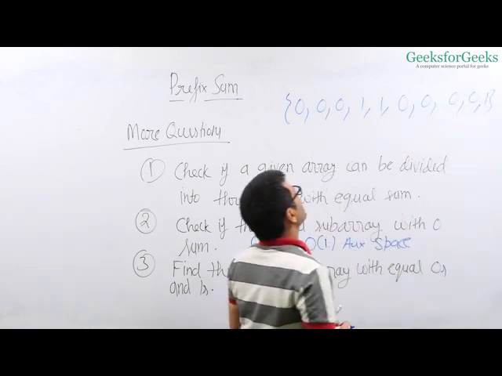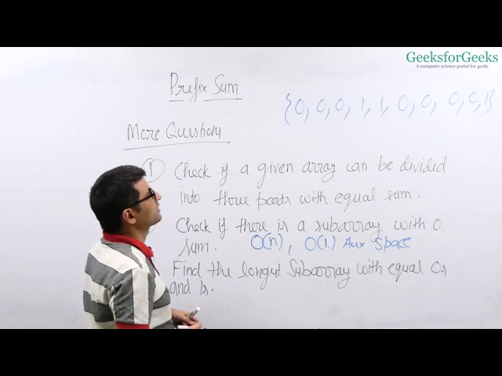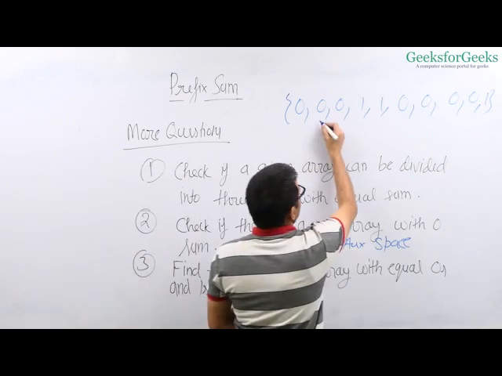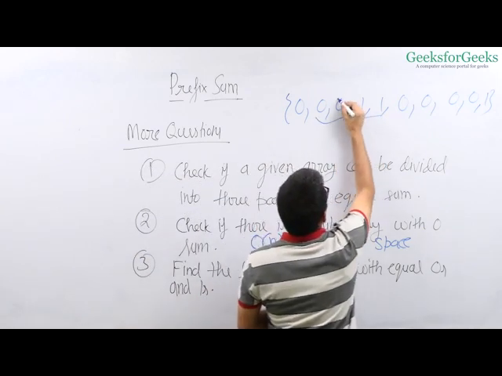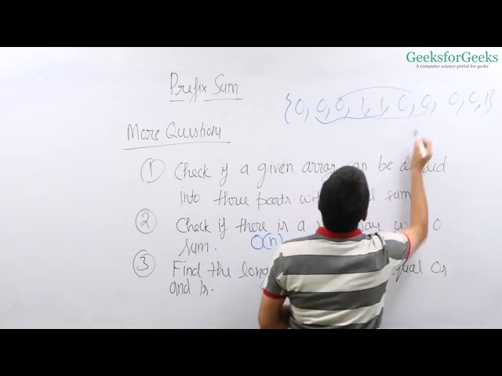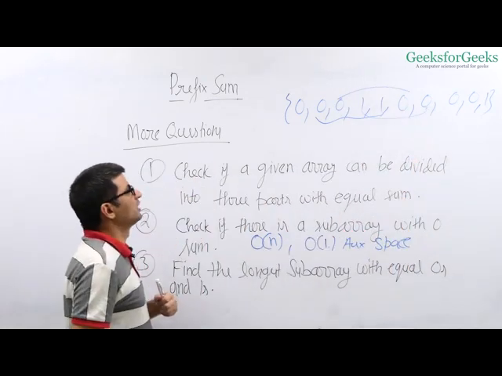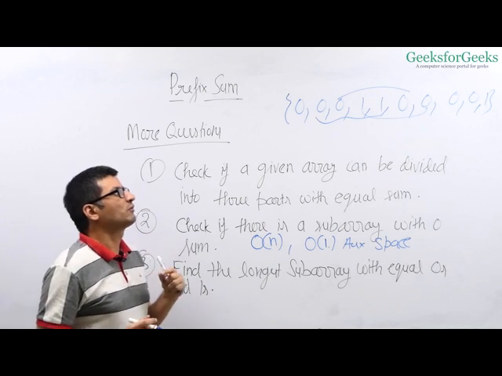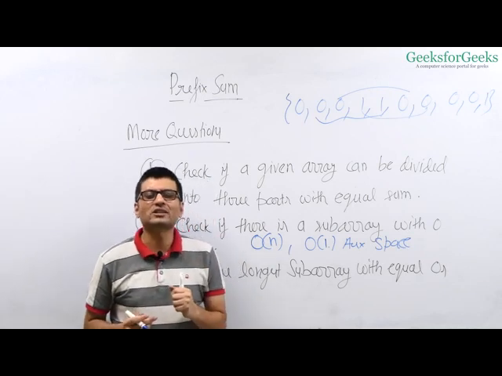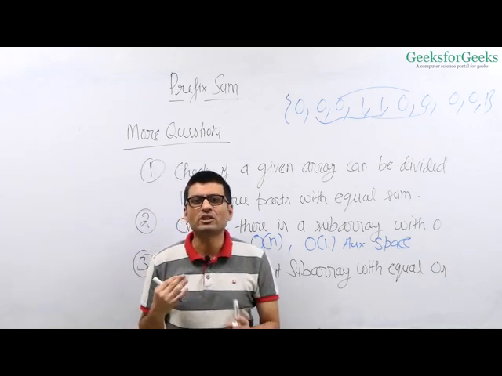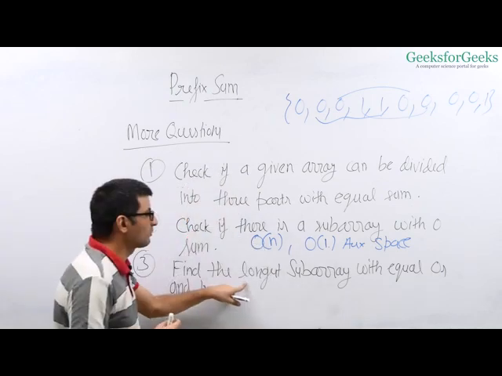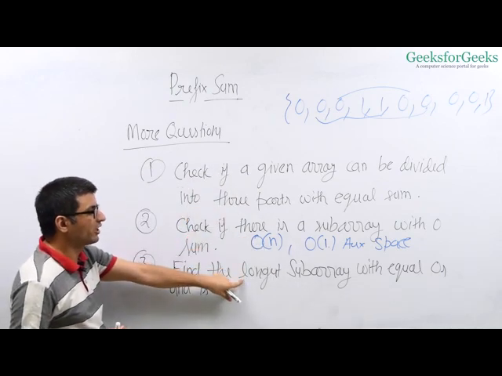You need to find the longest subarray with equal number of zeros and ones. So your output is going to be 4. You can either pick these 4, or you can pick these 4, or you can pick these 4. But you can't get size more than 4. So your output is going to be 4. 4 is the longest subarray size which has equal number of zeros or ones, right? This problem is simply a variation of this, but with a little trick.